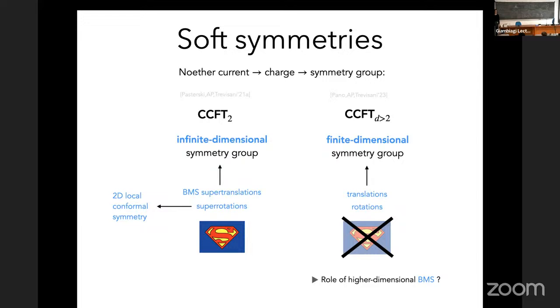If you have any questions now, would be the time. Otherwise, I'll move on to non-trivial backgrounds. Yeah, okay. So when you say that you have this infinite tower of subleading soft theorems, we do not know if they are all independent or.